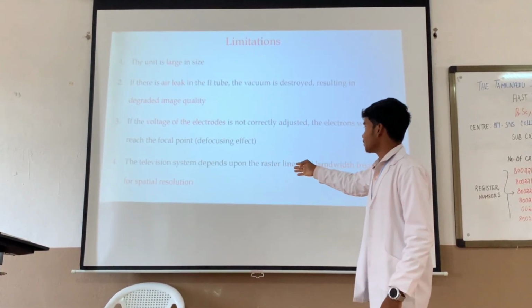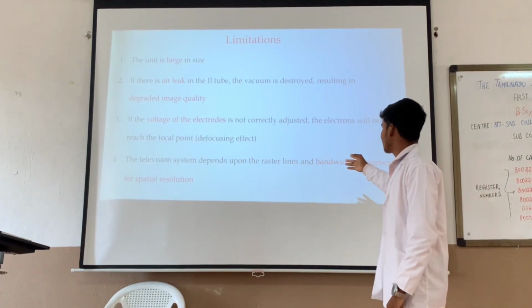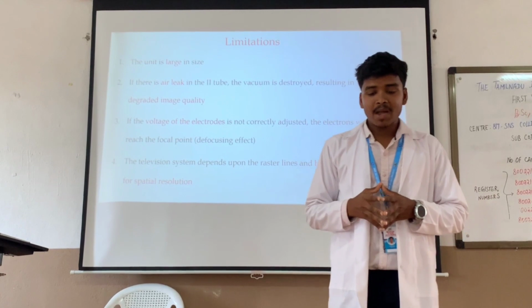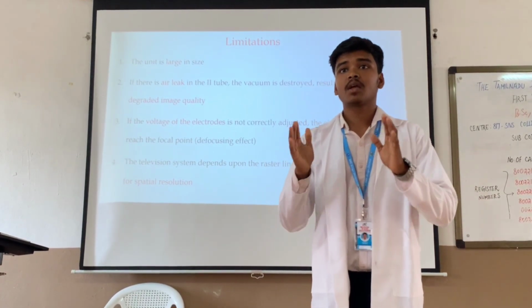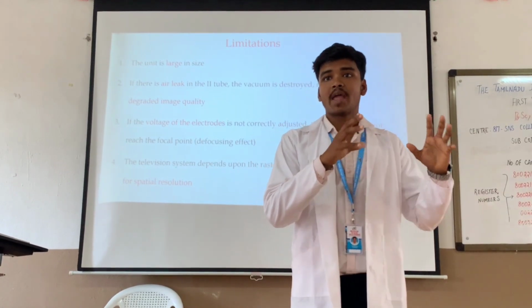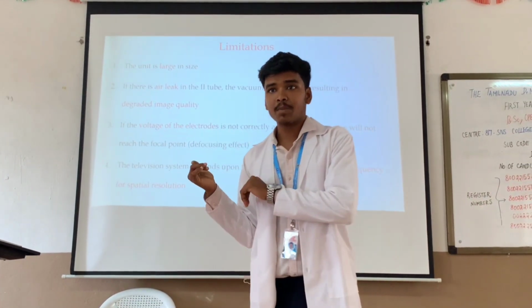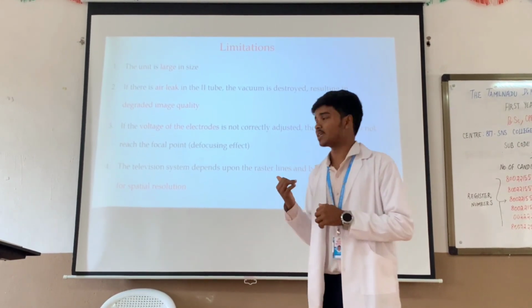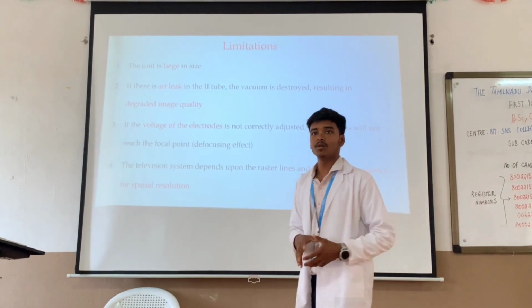Then the television system depends upon the raster length and bandwidth frequency for spatial resolution. So the bandwidth of the image light photons from the image intensifier and the video camera bandwidth should be the same. If the bandwidth is not the same, the spatial resolution will be low.